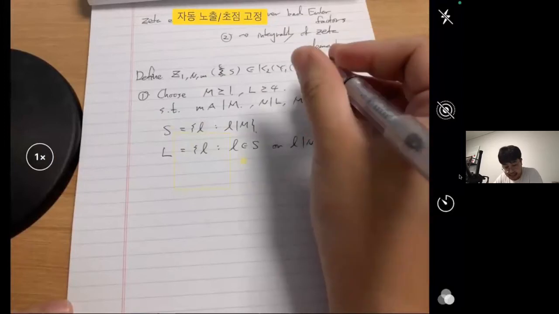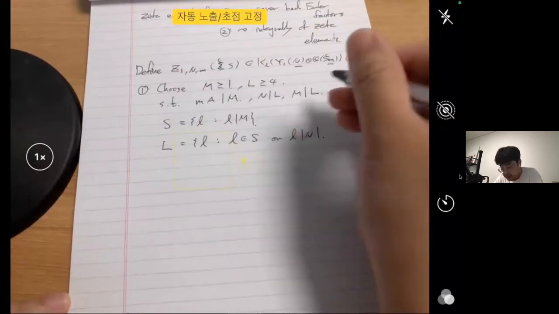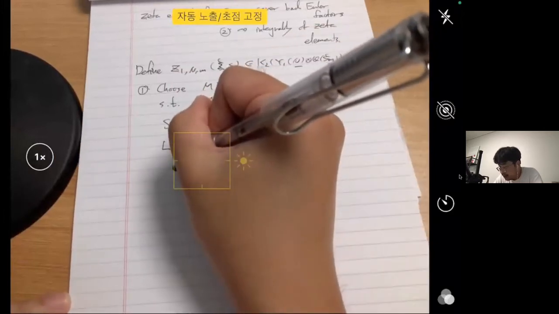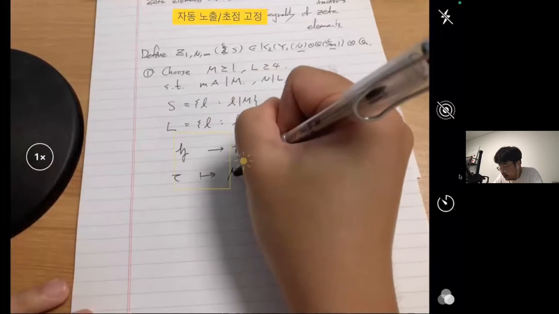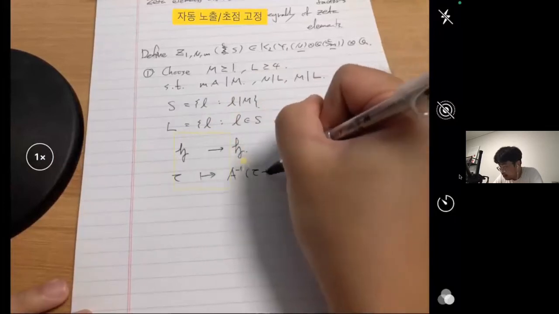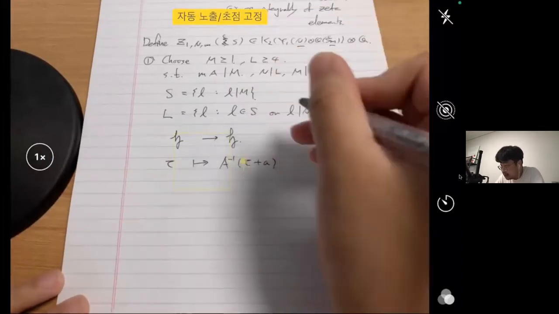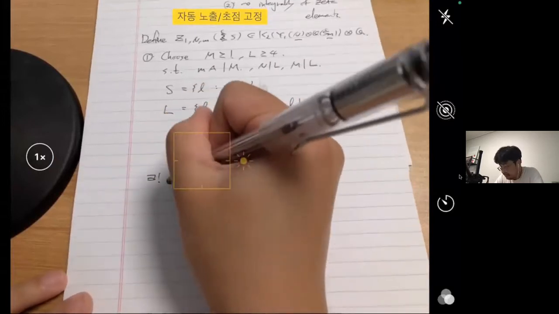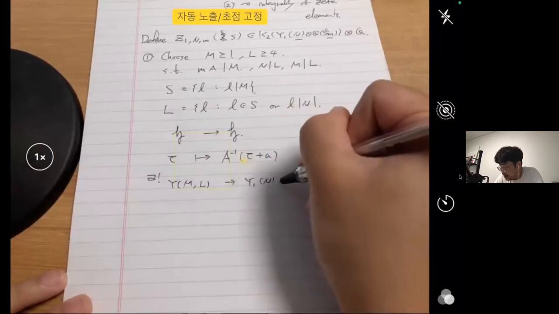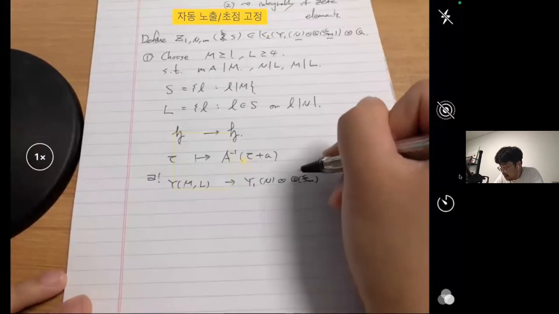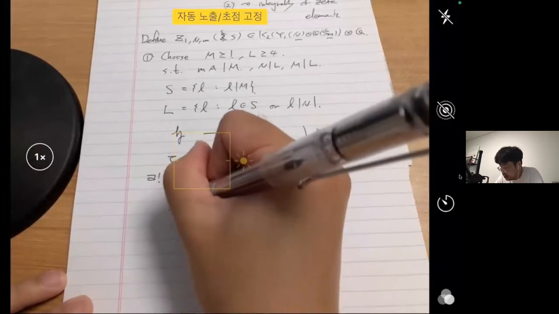Okay, since my Cauchy is the small a of capital A, I consider the map at the level of the upper half plane, tau maps to A inverse times tau plus small a. Then there exists a unique map Y_ML to Y_1(N) tensor Q(zeta_M), which is compatible with star.